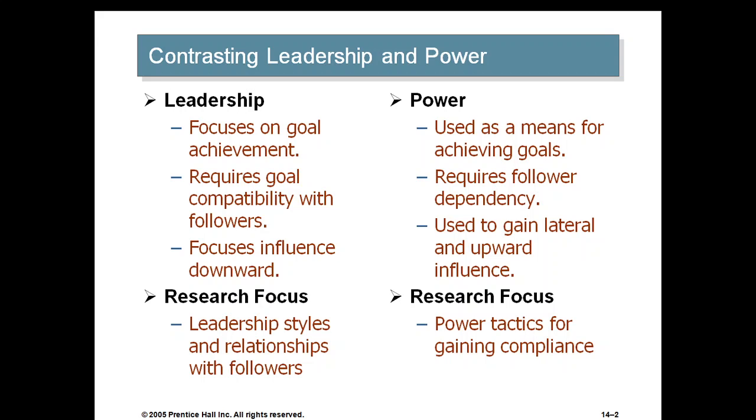Whereas in case of leadership, more than dependency, it's a collective spirit of togetherness and achieving a goal collectively, all together, right? Likewise, leadership focuses influence downward, whereas power is used to gain lateral and upward influence also. There is no cut and tailored direction necessarily for power. It can happen both ways, upward as well as downward and lateral.